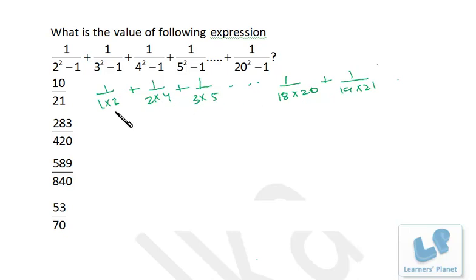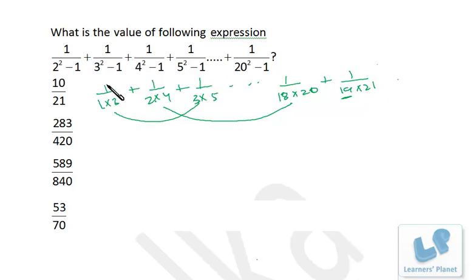Now alternate terms, you can see 1 upon 1, 3, 3, 5, 5, 7, right? And the remaining alternate ones are 2, 4, 4, 6, 6, 8, right? So one set of terms starts with odd numbers and the remaining terms start with even numbers. Since the last term is 19, the number of even terms is 1 less than the number of odd terms, since the first is also odd and the last is also odd.